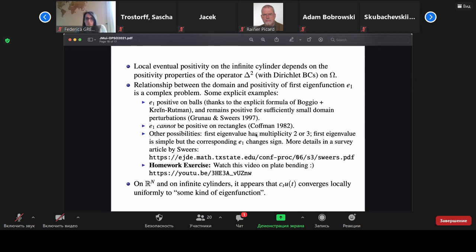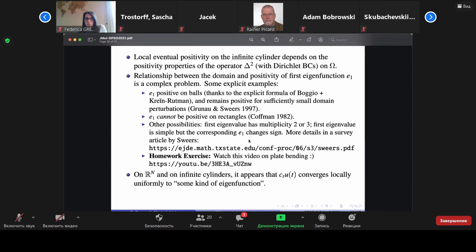And there are many other possibilities. So I just mentioned a couple, and this is a really nice survey paper by Sweers that goes into more detail. So it's possible that the first eigenvalue has multiplicity 2 or 3. And this happens on annuli, with a sufficiently small radius, apparently. And even weirder, I guess, is the first eigenvalue is simple, but is sign changing. So again, this happens on an annulus, I think an annulus that's slightly perturbed, if I remember correctly.